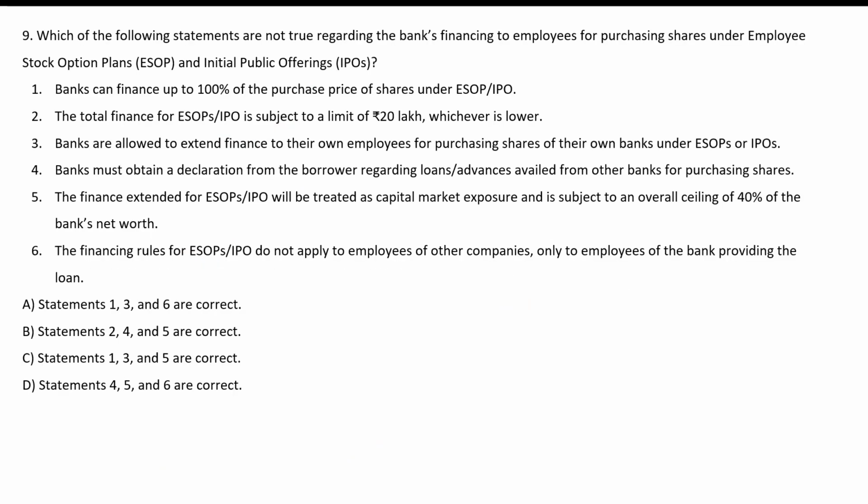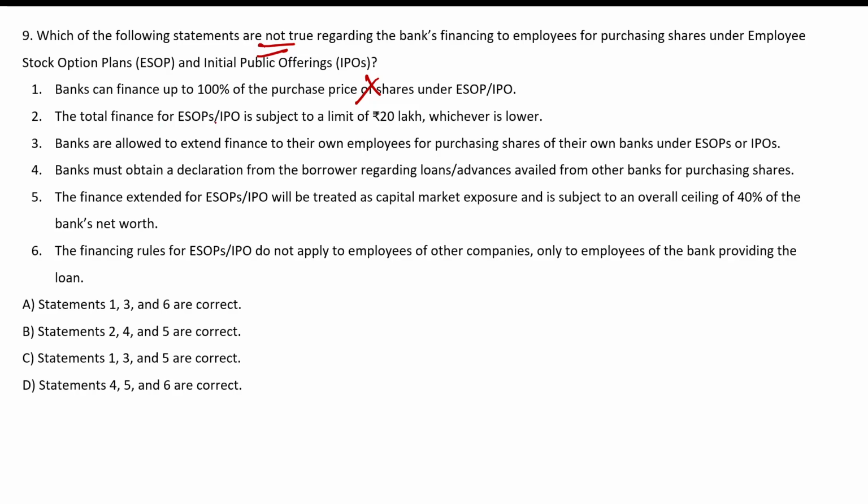Which of the following statements are not true regarding the bank's financing to employees for purchasing shares under employee stock option plans and initial public offerings? Bank can finance up to 100%, so this is not correct. Bank can finance up to 90%. So this is asking about not true statements. Keep that in mind.